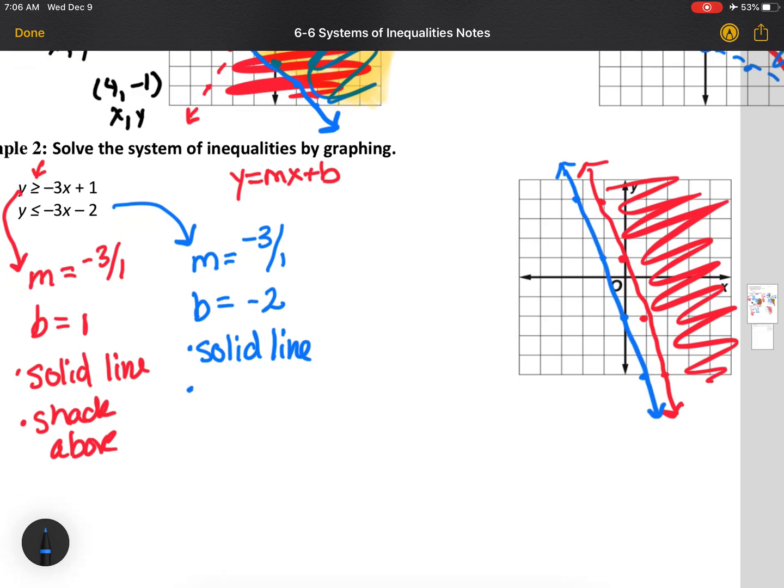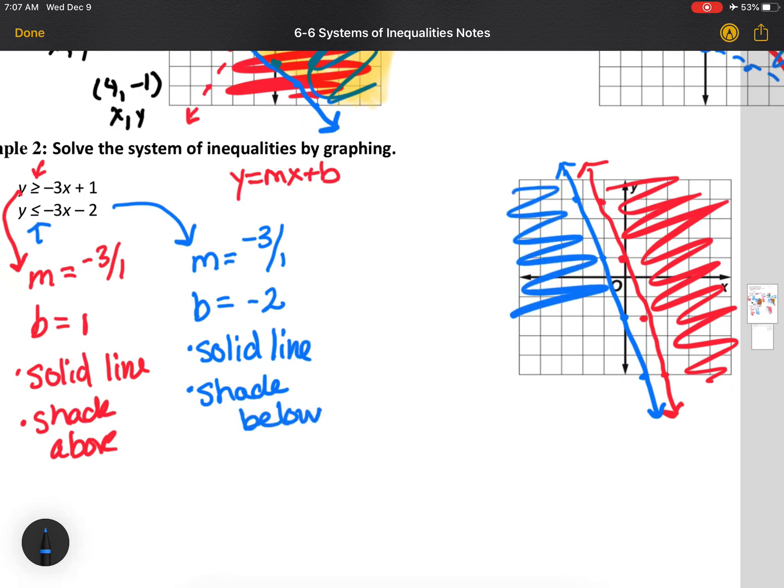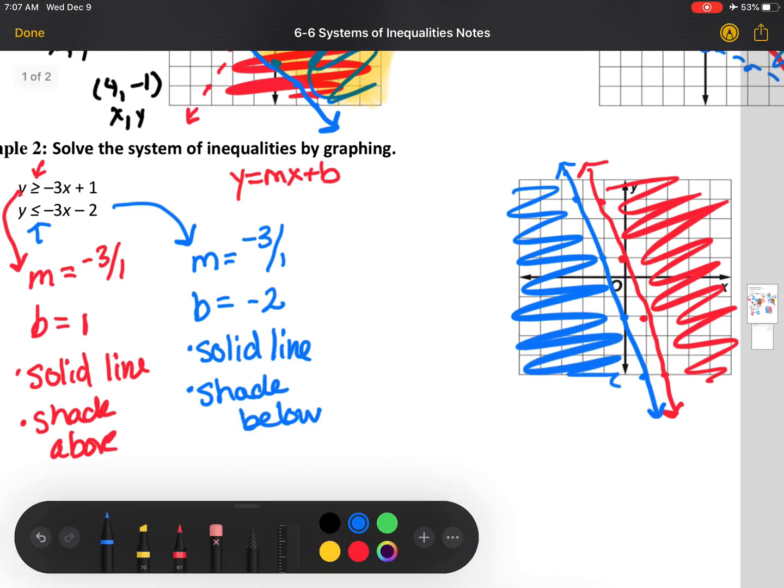And then what kind of shade am I doing? Well, since it's y is less than negative 3x minus 2 up here, I'm going to shade below that line. So everything below that line is basically to the left of it. And now I'm going to see where they cross in color. But if you look here, they're not even crossing in color. So what do you guys think?